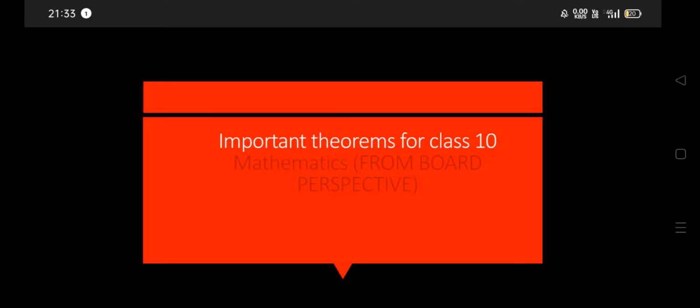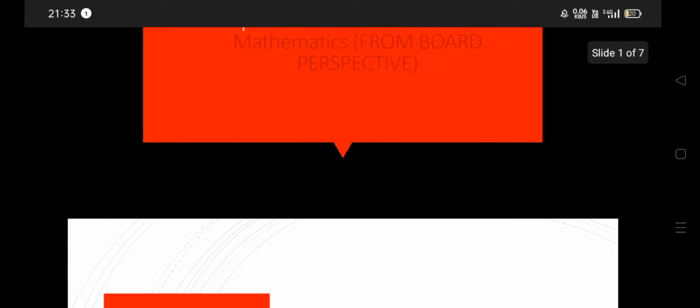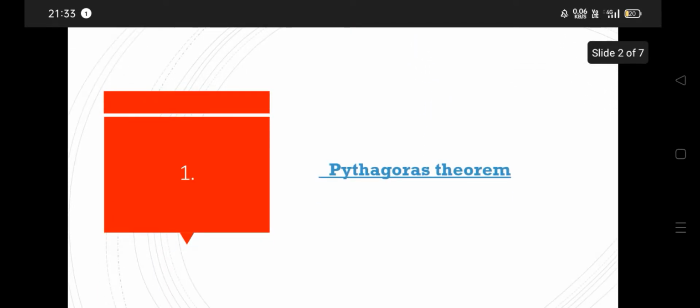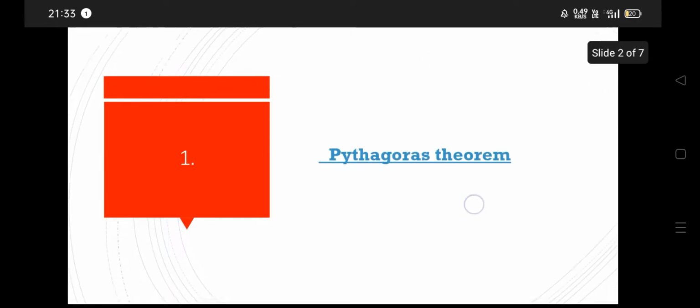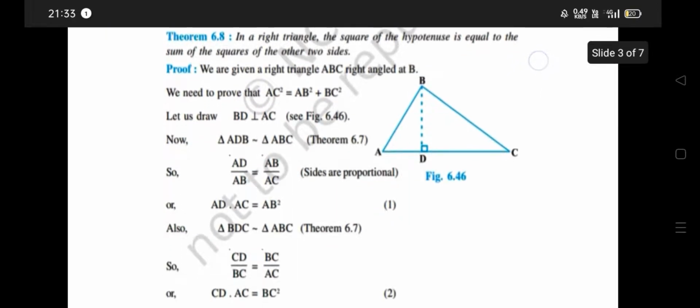Good evening, guys. Today, what we are going to see is important theorems for class 10th CBSE board part 2. And let's go. Let us see what the first theorem is. First theorem is Pythagoras theorem. Let us see the statement.